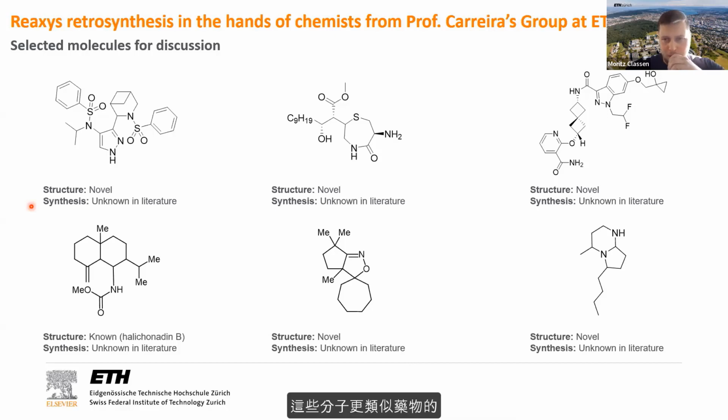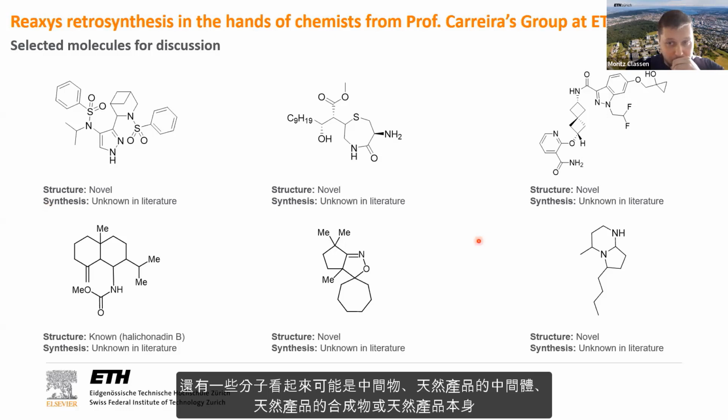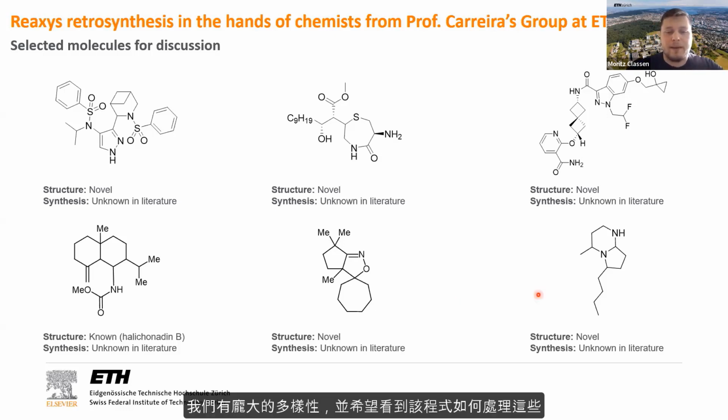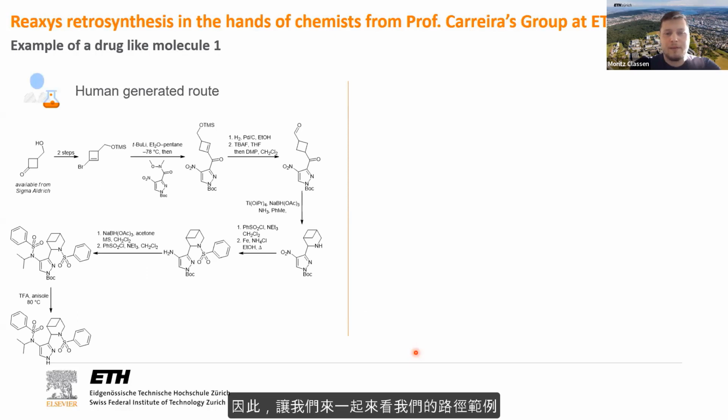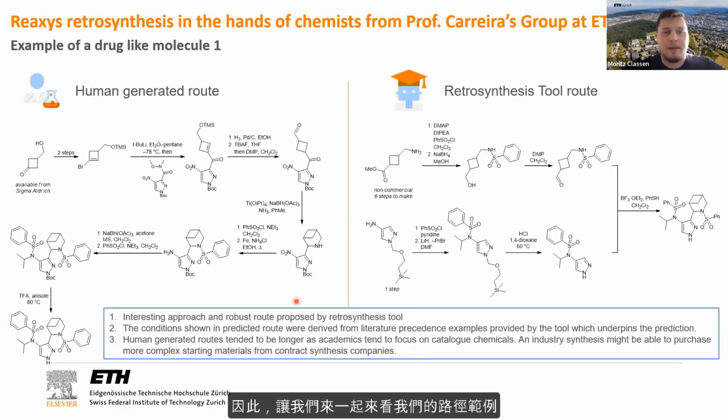There are more drug-like molecules in here and also molecules that look like they could be intermediates in the synthesis of natural products or natural products themselves. So we have a huge variety and hopefully see how the program deals with all of them. You can see the structures are mostly novel, besides one known natural product here. And for none of these, we have a reported synthesis. So without further ado, let us just go through our syntheses at this point.